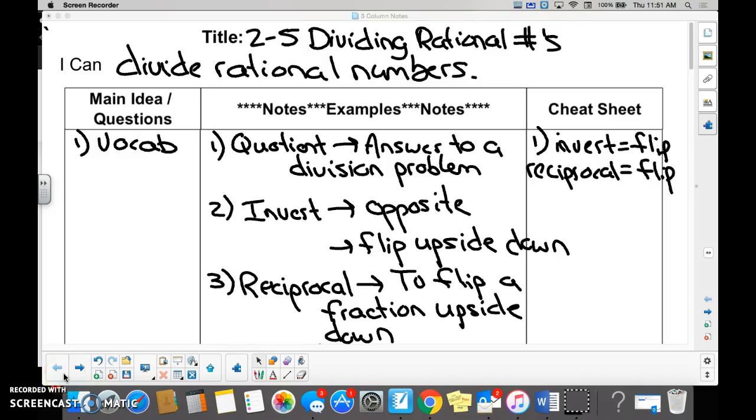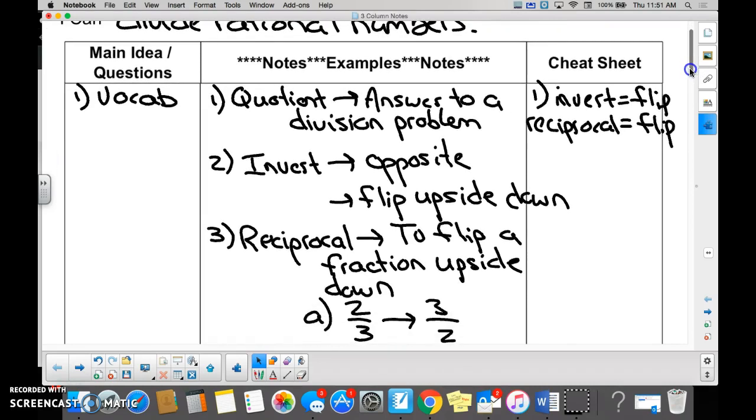2-5 dividing rational numbers. I can divide rational numbers. Thank you, Jake. Can you divide rational numbers, Jake? No. No, you can't do that? You can't? No, you can divide. Can you, Jake? Can you now do this? I was concerned there for a second.